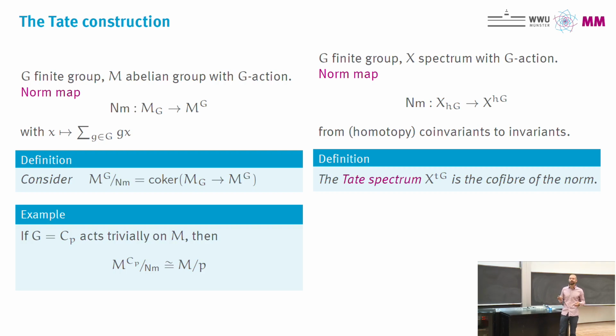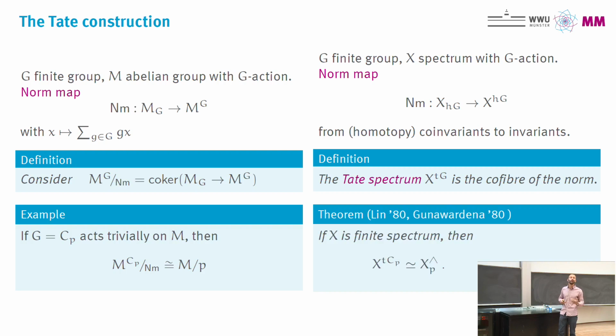And there's this amazing result that if you now do that, so if you take this Tate construction to be the higher analog of the mod p reduction, then this huge miracle happens, the theorem of Lin and Gunawardena, that if X actually happens to be a finite spectrum, by finite spectrum, I mean built out of finitely many copies of the sphere, like a finite cell complex in spectra, then actually this Tate construction is just the p-completion. And I know it's hard to appreciate that if you haven't seen that before, but this is a real miracle that somehow the mod p reduction in ordinary land corresponds to the p-completion in higher land.